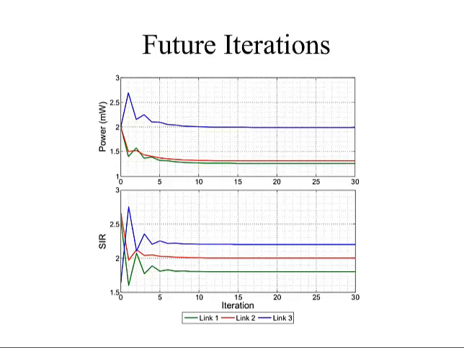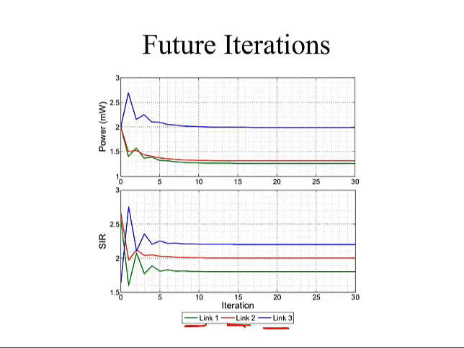And so future iterations are all carried out in the same way as we saw for iterations 1 and 2. And if we graph the power levels and signal to interference ratios over time, we get graphs that are shown over here. In the green, we've shown link 1, in the red, link 2, and in the blue, link 3. So a couple comments about this.